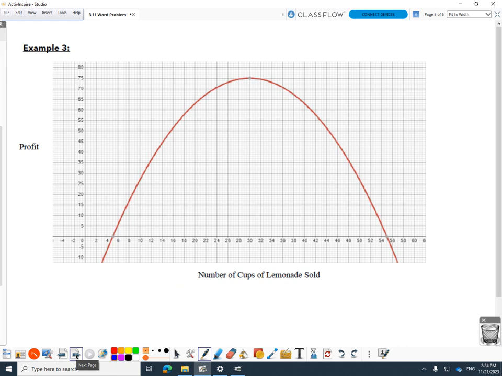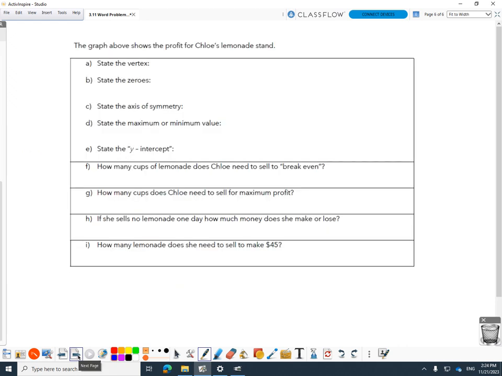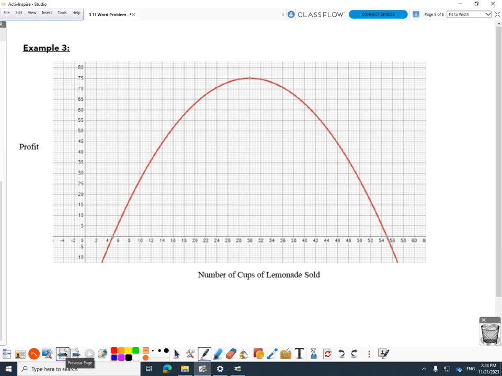Profit, number of cups of lemonade sold. The graph above shows the profit for Chloe's lemonade stand. My daughter Chloe runs a lemonade stand. Now, this graph confuses people when they first look at it. Why does her profit do this? I'll tell you why it does this.